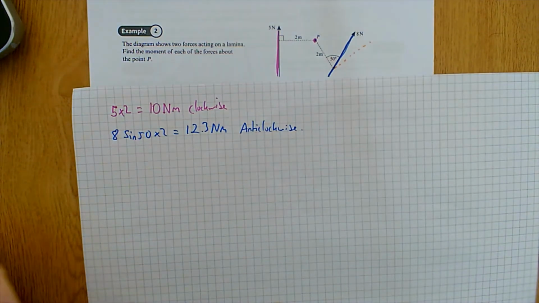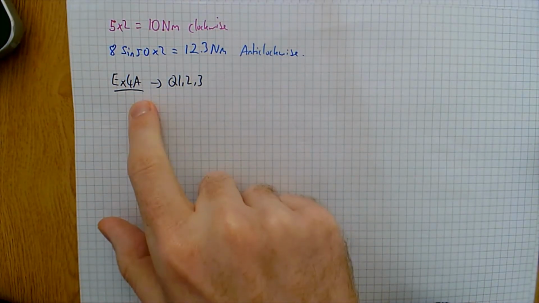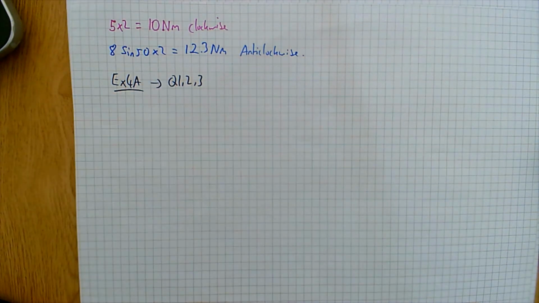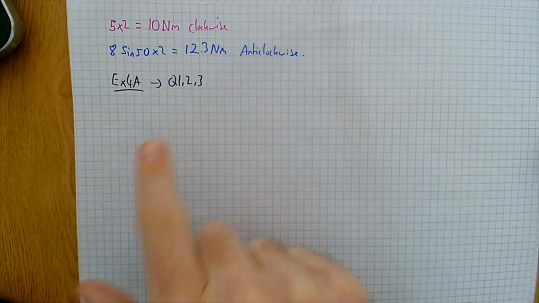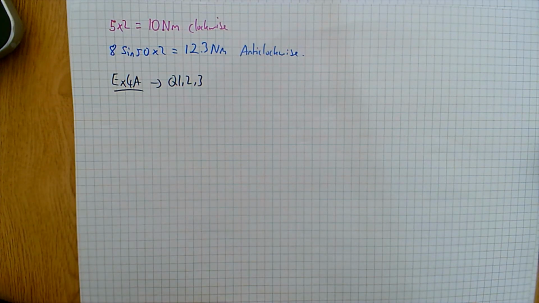So there are 2 moments, one for the pink force, one for the blue force. That's it for the first lesson. So it's exercise 4A and then questions 1, 2 and 3. Just getting a hang of what you're doing, nothing too complex. Just making sure we're doing the distance times the force, and if there's an angle, that we're accounting for that and resolving it to the perpendicular before we multiply.